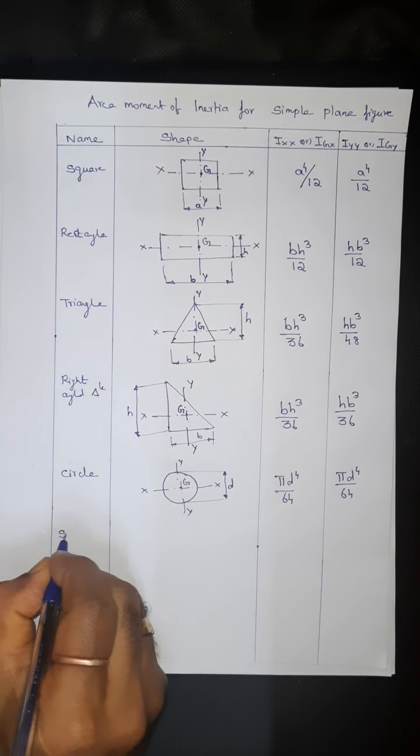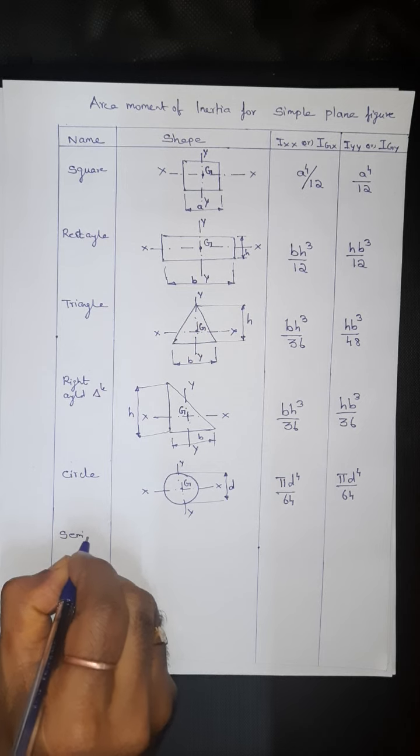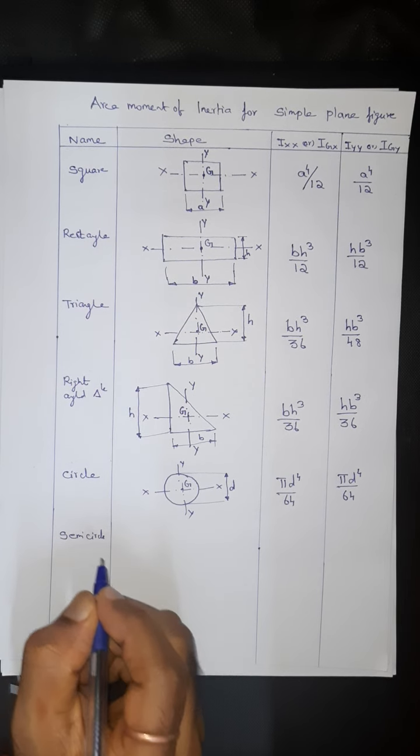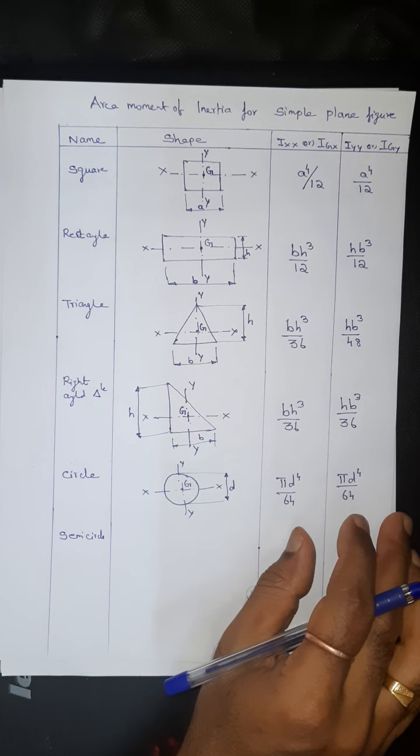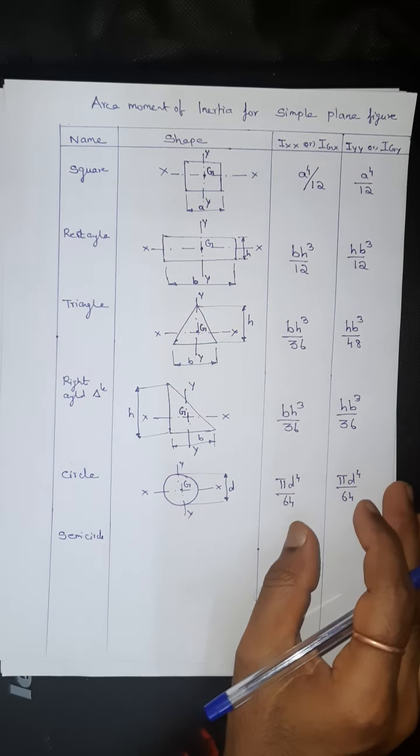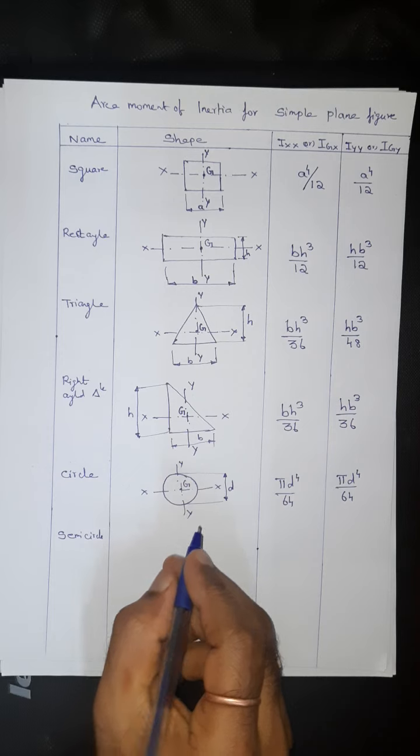Then for semicircle, so in the previous chapter, that was centroid, right, where I have taught the centroid for the plane figures. 7 plane figures I have taught you the formula. Similarly, for area moment of inertia also, the 7 shapes are there.